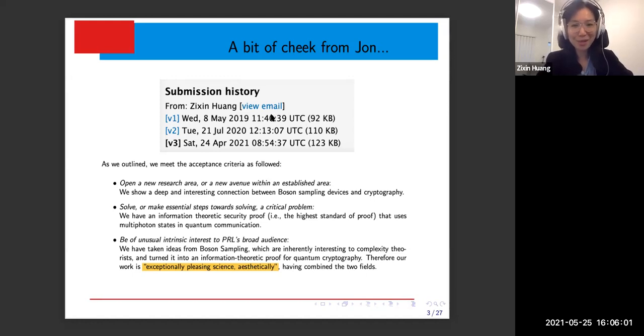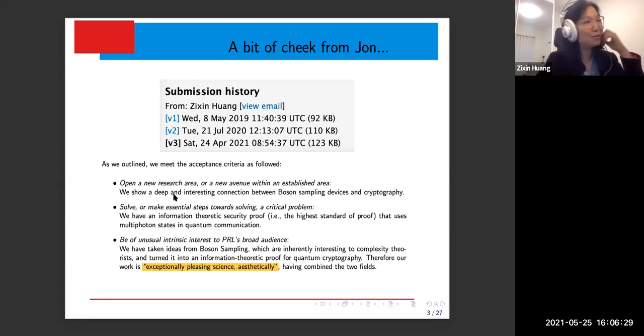I want to tell you briefly about how this paper finally came through. In the first caption there, you can see it was submitted to the arXiv in May 2019, so that's a little over 2 years ago. It was repeatedly rejected from PRL. And the second screen cap there was one of John's attempts to get it published in PRL.